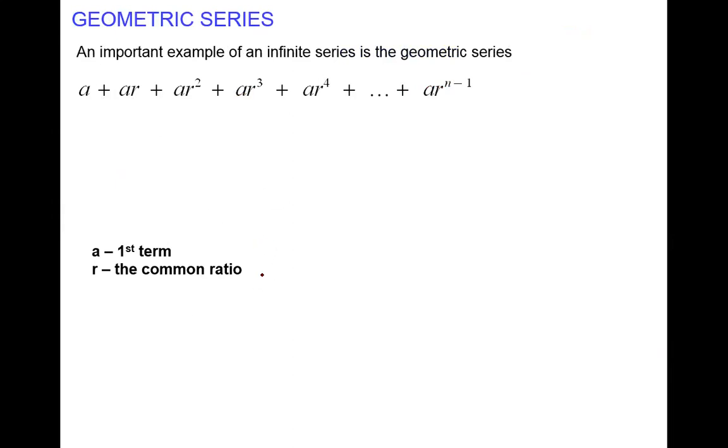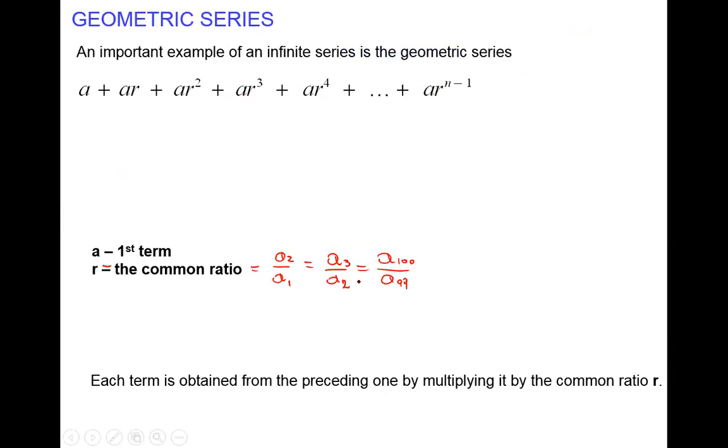And why is this a common ratio? Because if I take the second term and divide by the first one, which is AR over A, I will always get R. Or I can take any two successive terms that are next to each other: A sub 3 over A sub 2 is R. Or maybe A sub 100 over A sub 99. I will always get that common ratio. That means each term is obtained from the preceding one by multiplying it by the common ratio. That's what we call a geometric series.